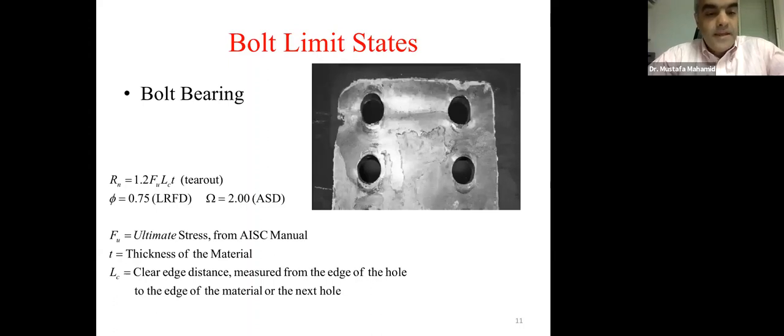T is the thickness of the material, and L sub C is the clear edge distance measured from the edge of the hole to the edge of the material or the next hole. So it's either the clear distance between the holes or the clear distance from the edge of the hole to the edge of the material.